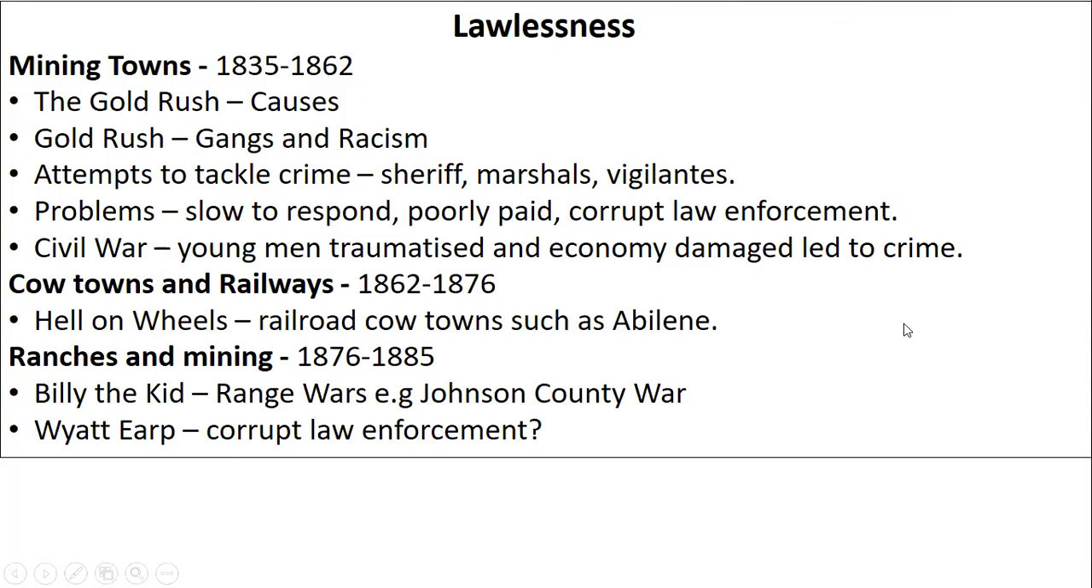So when we look at lawlessness, we're going to look at a range of things. So firstly, we're going to look at the impact of mining towns, look at the impact of the Civil War, look at the consequences of cow towns and also ranches. If you get any question in the exam on consequences, the chance is lawlessness can come up. You just need to be able to identify which type of lawlessness links to the question in which you're asking.